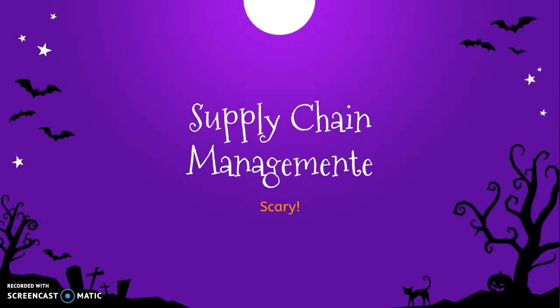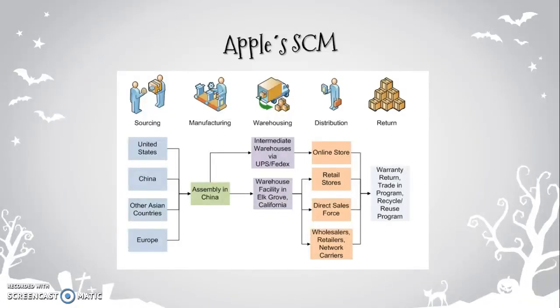Now let's talk about supply chain management. So let's first see an example, so maybe you can get an idea of how it works. What Apple does, they get the source of their products from the United States, China, other Asian countries, and Europe, and then they go and assemble in China. We have here the manufacturing process.